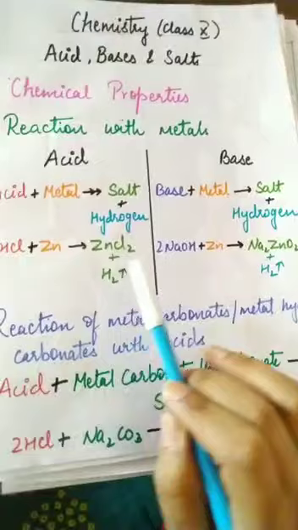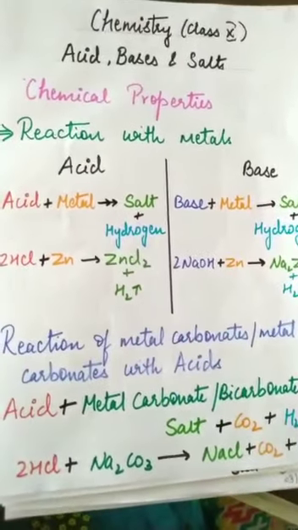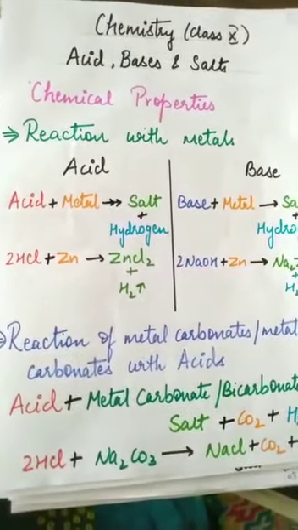Similarly in base, what happens? Sodium hydroxide is taken with zinc. So Na2ZnO2, that is sodium zincate, is formed and hydrogen gas is released. This is also a salt, right? So in both cases salt is formed and hydrogen gas is released when the metal reacts with an acid or a base.